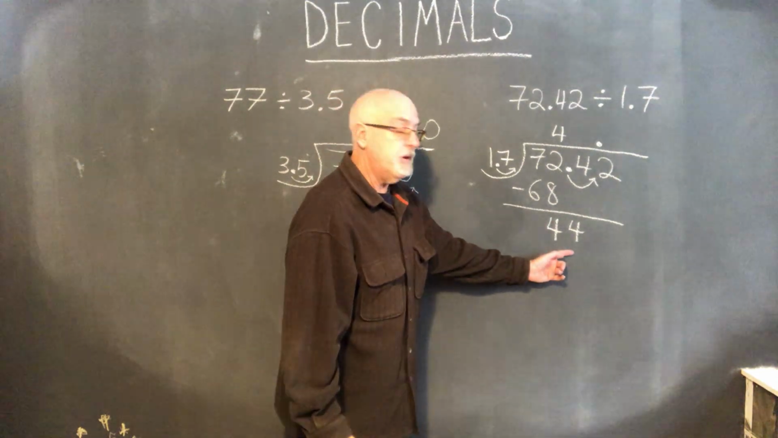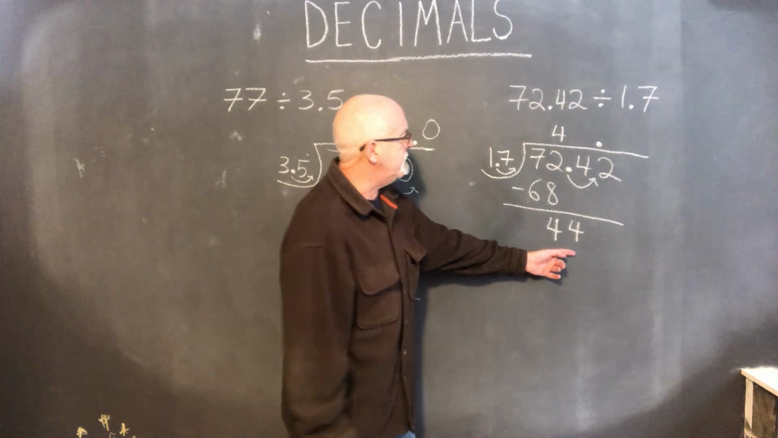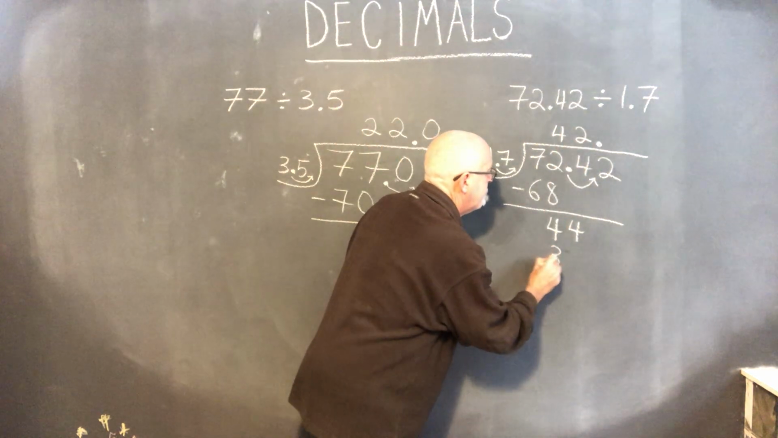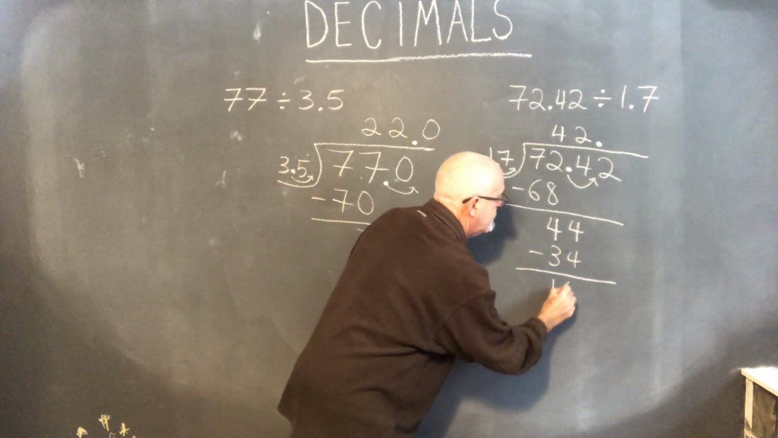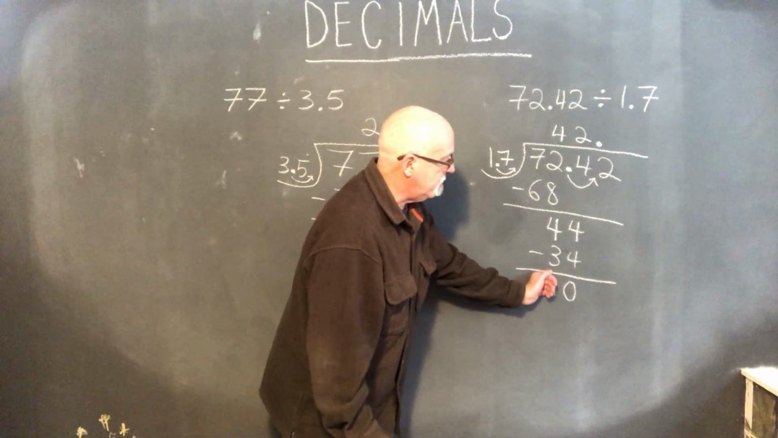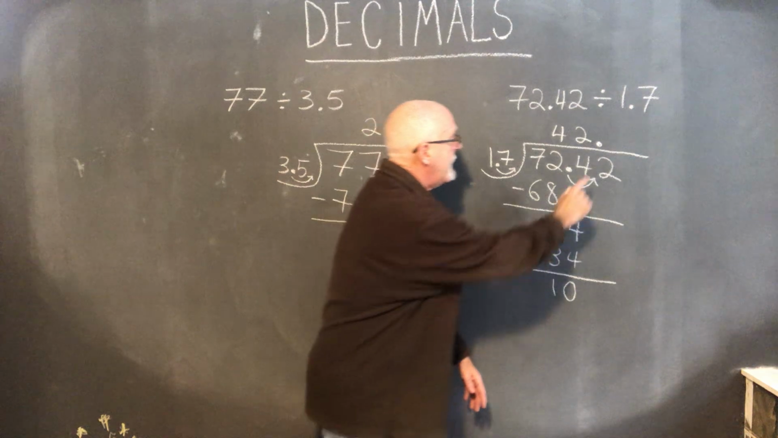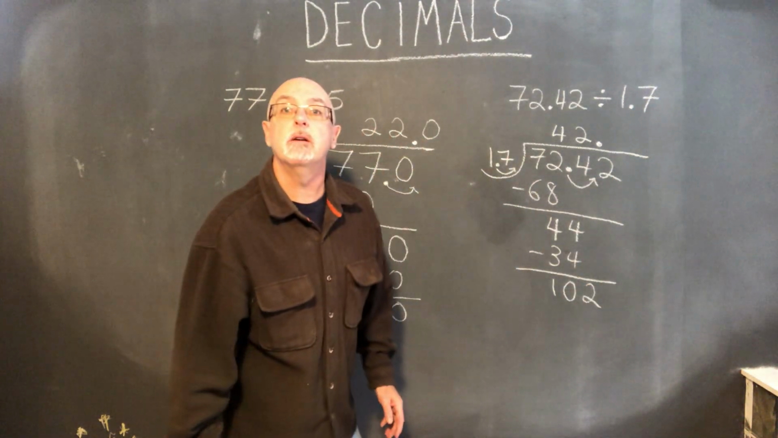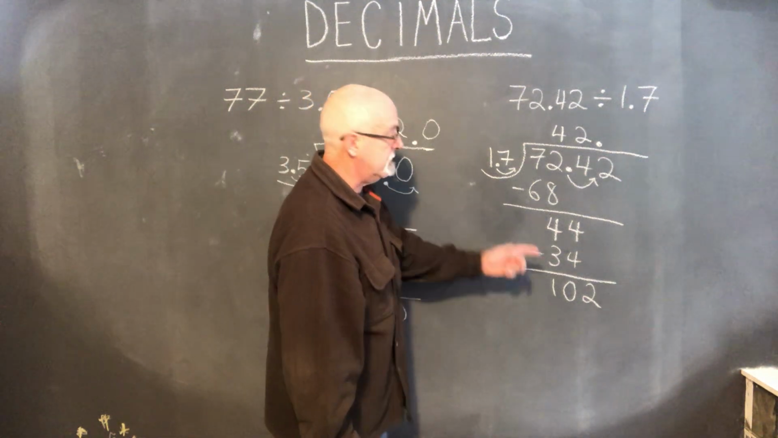17 fits into 44. How many times? Is it 2 or 3 times? I think it's just 2. 2 times 17 is 34. Write the 2 there. Subtract, and I have 10. So I didn't end up losing a digit there. I still have 10, but of course 17 doesn't fit into 10. And I'm going to carry this 2 down. I want to make sure this is fitting on the video rectangle, and it's fitting okay because I'm not finished.